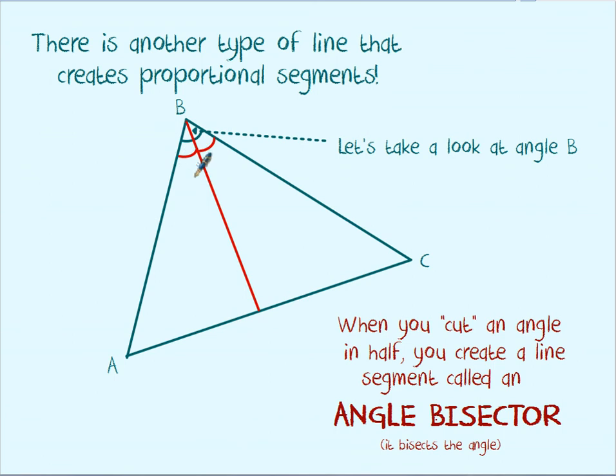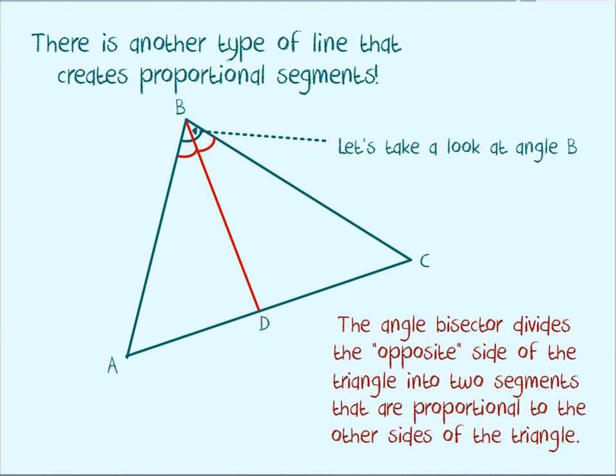When I cut that angle in half, this red line becomes what we call an angle bisector, since it actually bisects the angle. Bisect means cut into two equal portions. The angle bisector, believe it or not, actually splits this opposite side into two segments that are proportional to the other sides of the triangle. Let's take a look at what that proportion is.